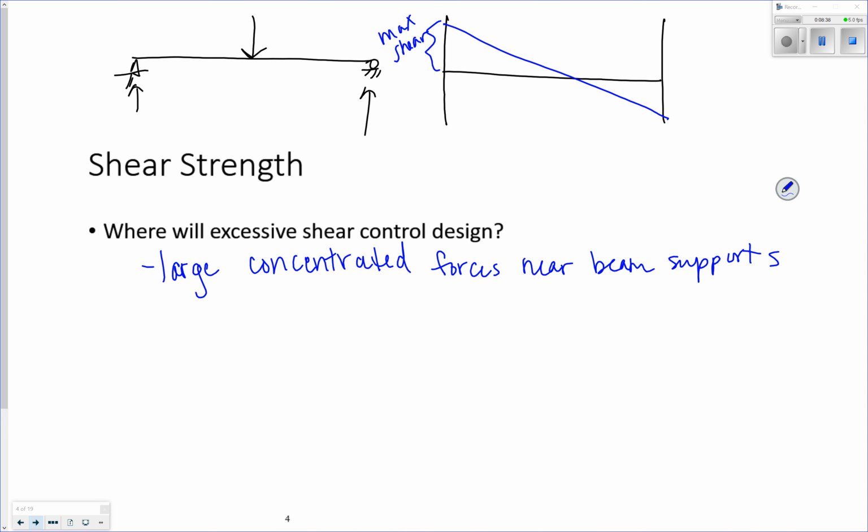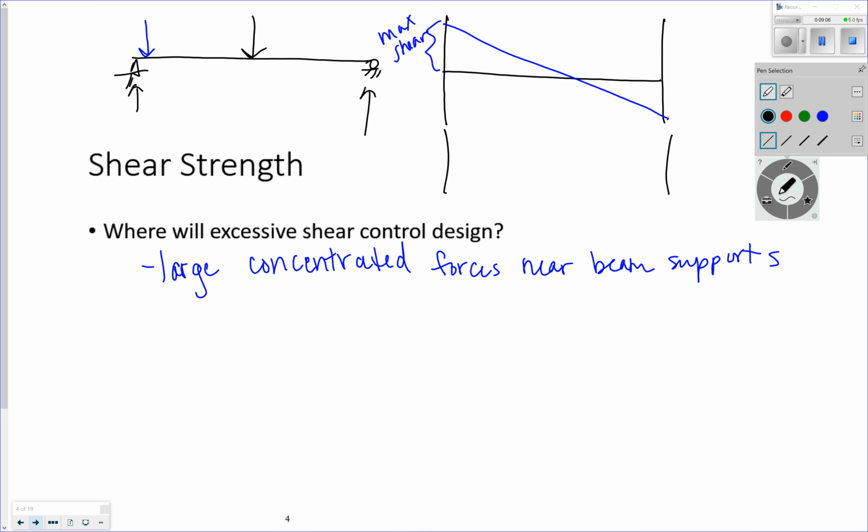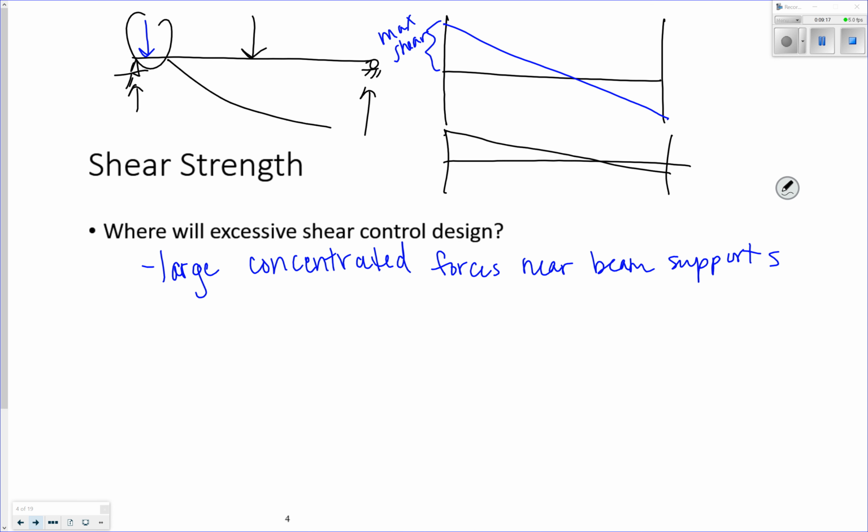Actually, that's not what that means. I meant if you have a large concentrated force near your beam support, say, a large concentrated force like that, now you're going to have a really high shear at the end. These are shear diagrams, can't you tell? They're so good.